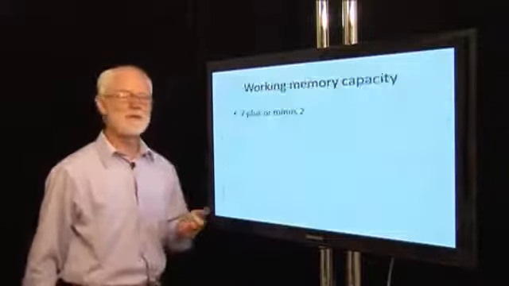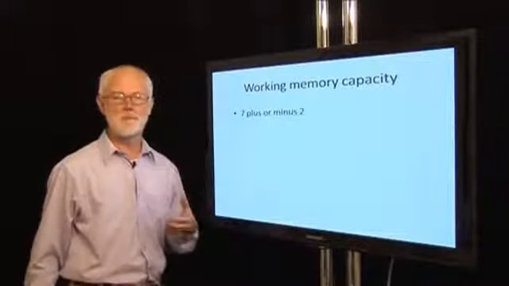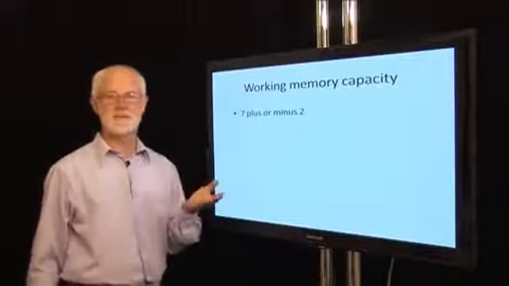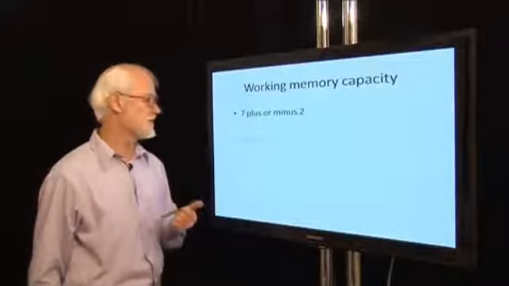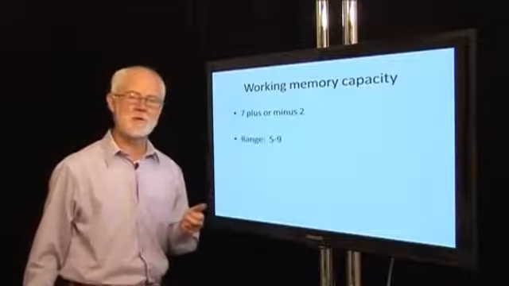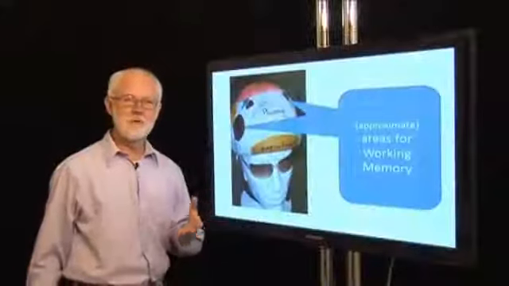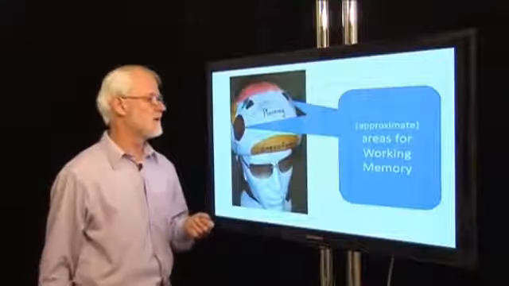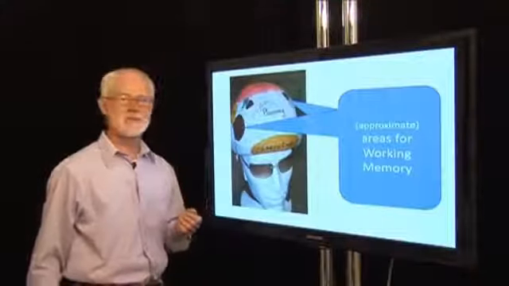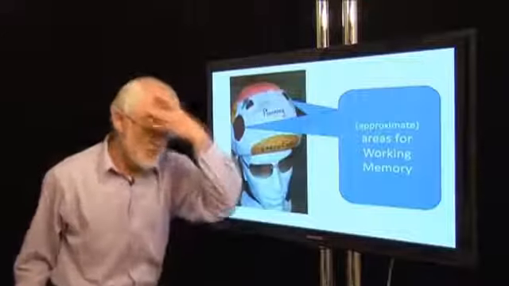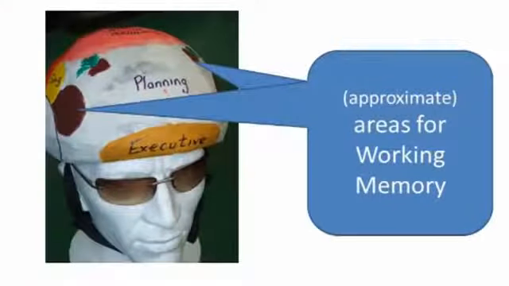When the tests are done, we find that working memory capacity is around about 7 plus or minus 2 units. That is, it's in the range between 5 and 9. Working memory is more diffusely positioned in the prefrontal cortex, but it is roughly where you might hold yourself like that. Some areas on the left and some on the right.